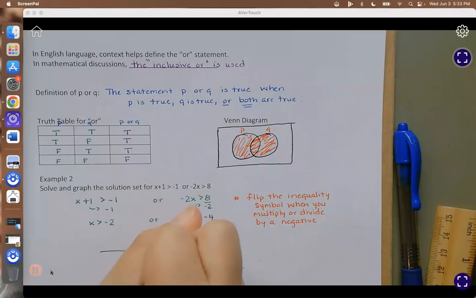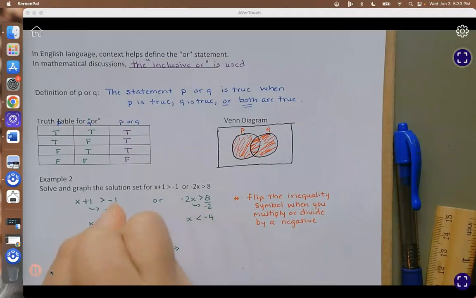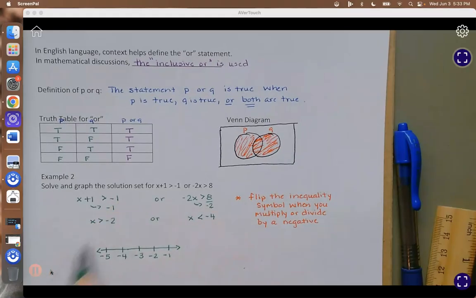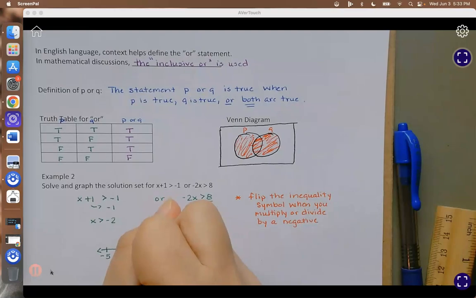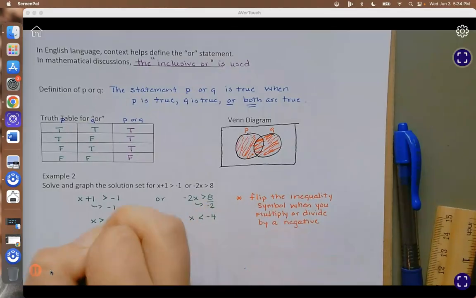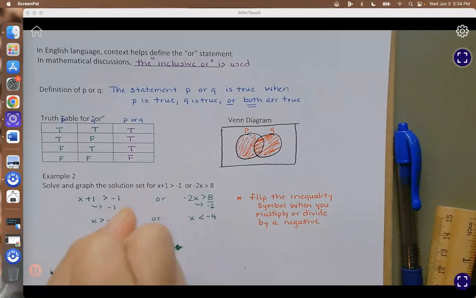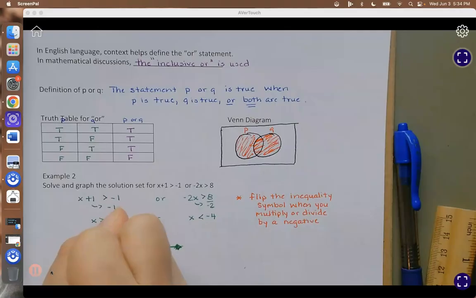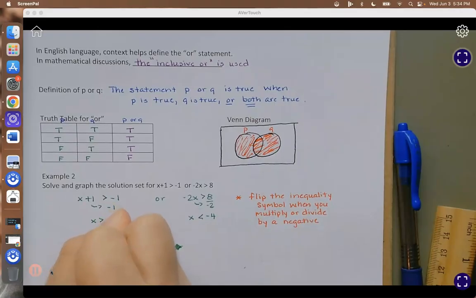So our number line doesn't need to be very big this time. So we can do -5, -4, -3, -2, -1. Okay, so x is greater than -2. Open circle because it doesn't have the equal. Color in the arrow because it's greater than. Or it's less than -4. So that's what our graph would look like there.